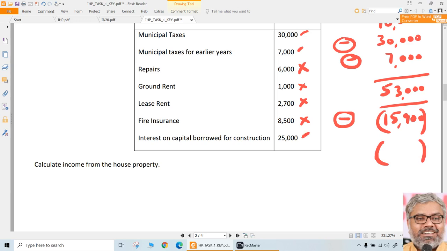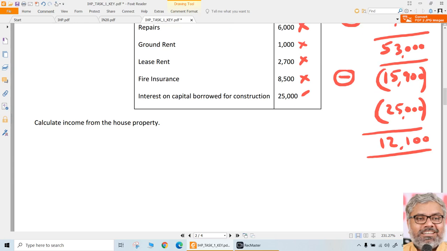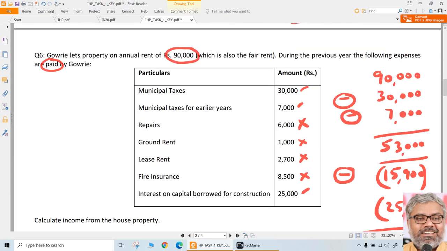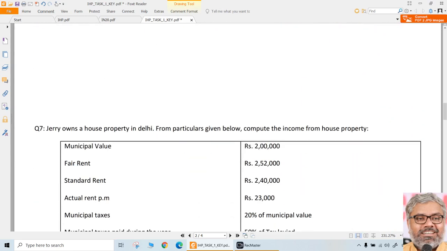Directly amount is given. Interest on capital borrowed for construction only. So 25,000. Don't even need to look at any conditions here because the property is a let out property. Any amount of interest is allowed as deduction. So 15,900 if you deduct from that, also 25,000 if you deduct from that, final answer will be income from house property 12,100 rupees. That is the final answer. Check your answer. That is question number 6.